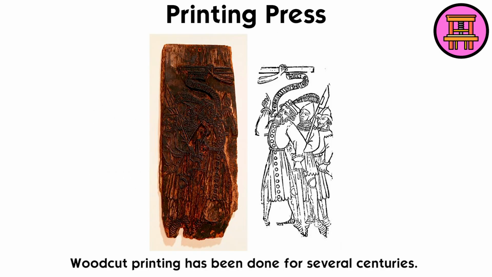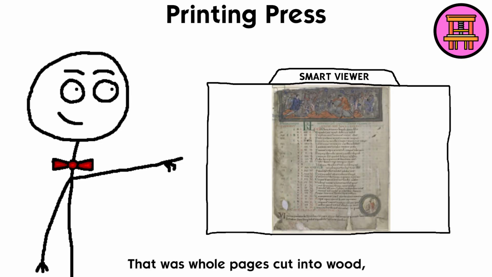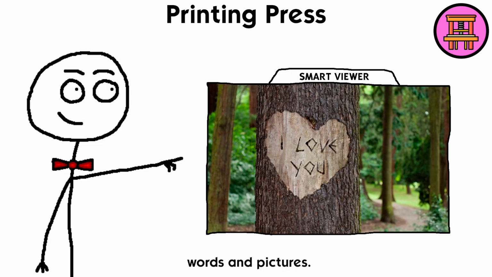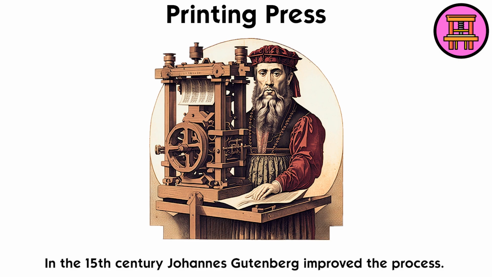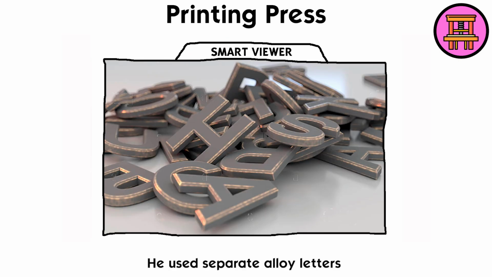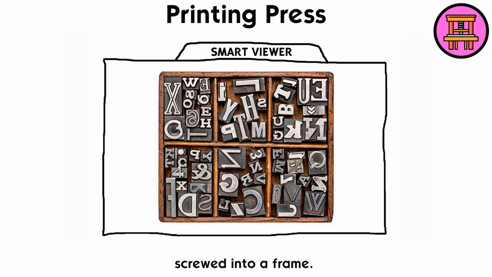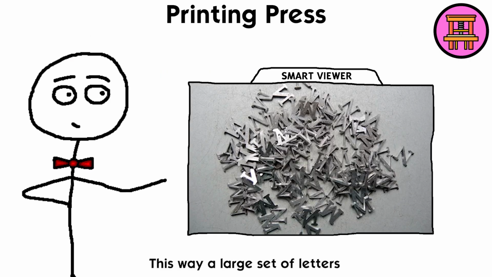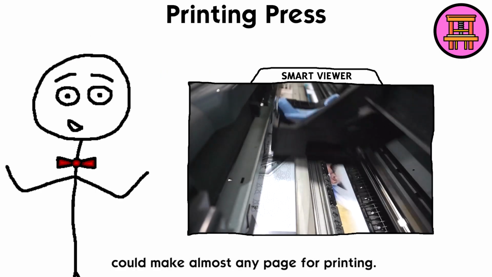Woodcut printing has been done for several centuries. That was whole pages cut into wood, words and pictures. In the 15th century, Johannes Gutenberg improved the process. He used separate alloy letters screwed into a frame. This way, a large set of letters could make almost any page for printing.